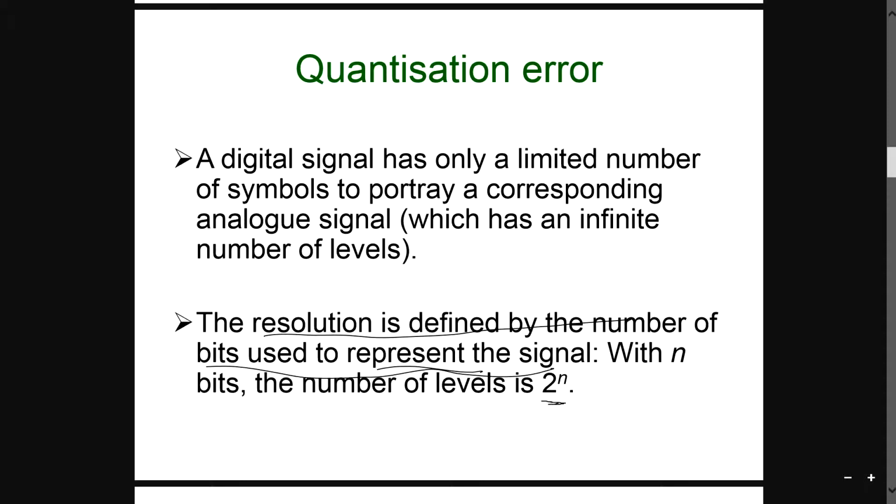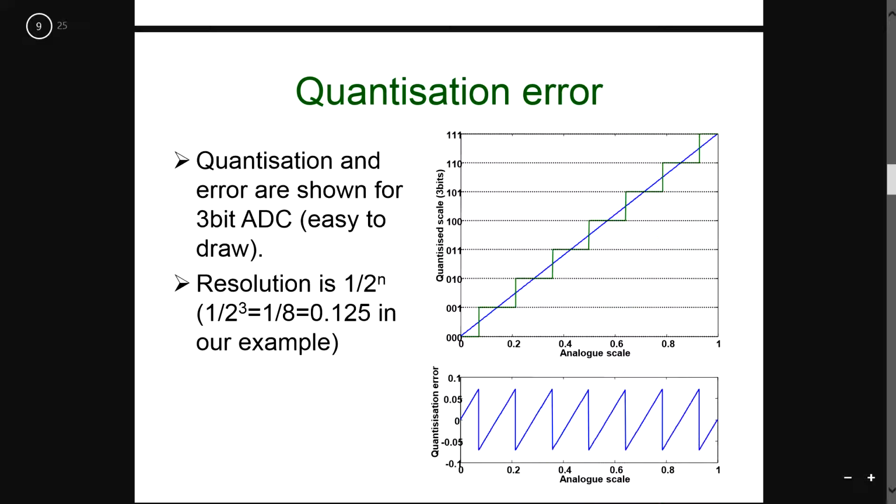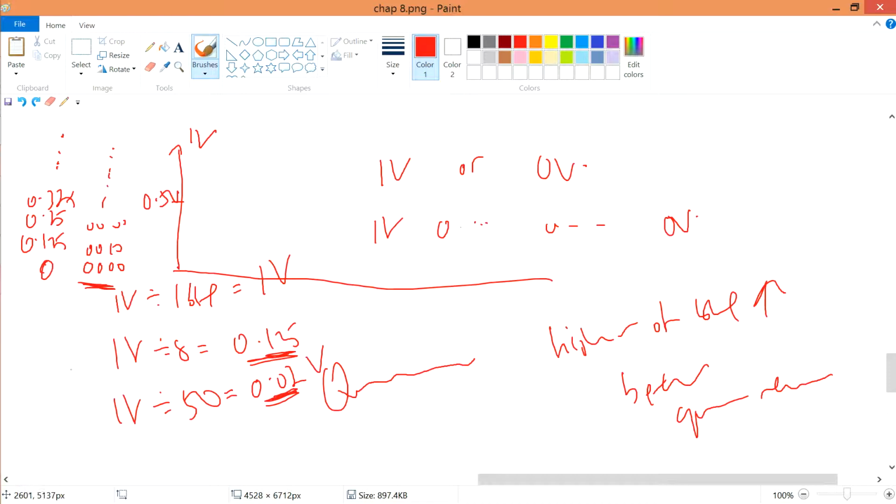The number of levels is 2 to the power of n. So 2 to the power of 4 is 4 bit, 2 to the power of 8 is 8 bit, 2 to the power of 32 is 32 bits. This is how it's talking about it. To find the quantization resolution, if it's 4 bit, there should be 16 possible values, from 0000 all the way to 1111.